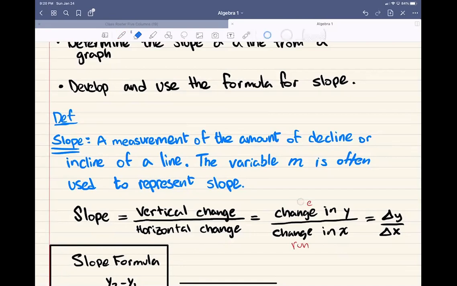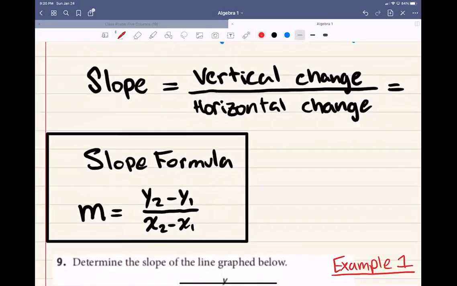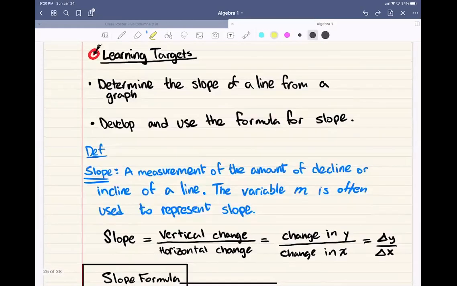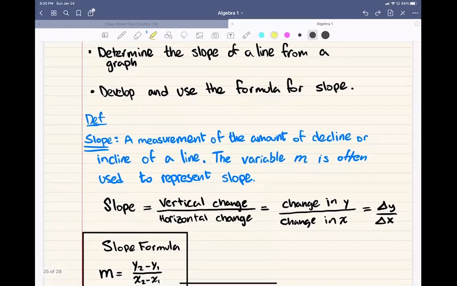But this is the basics of it, and we do have a formula to calculate slope if we're given points. The slope formula is going to be this: m, which as we said usually represents slope, is equal to y2 minus y1 over x2 minus x1. We're going to go over what x2, x1, y2, and y1 are later on. But first, we're going to look at how to find our first learning target, which is to determine the slope of the line from a graph. So that's the first one we're going to do.